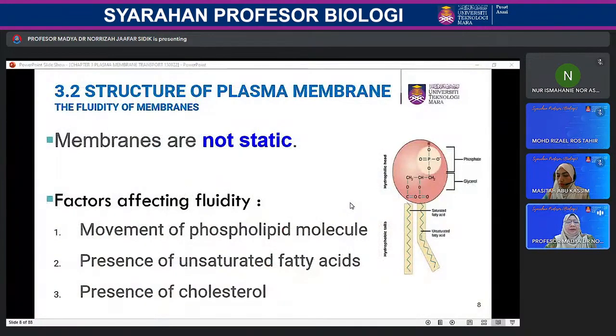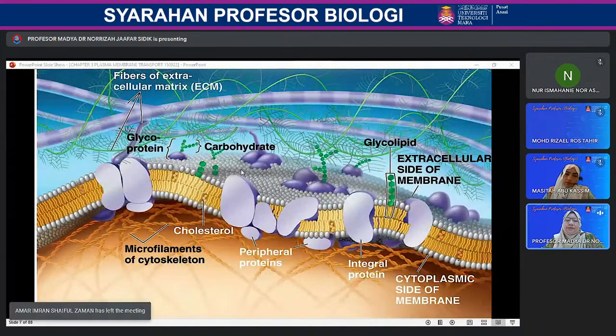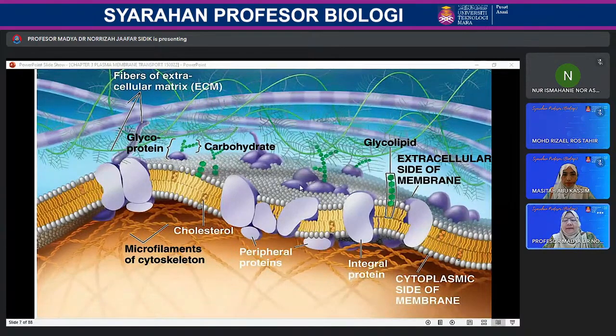So if you look at the diagram here, what makes the plasma membrane so special? What makes it special is its fluidity. It makes a perfect balance, so substances can easily go across, entering and leaving the cell. But it's not too fluid.